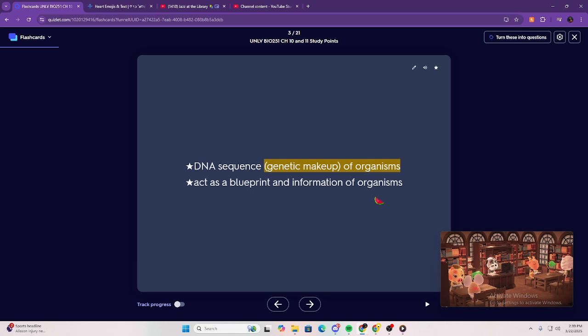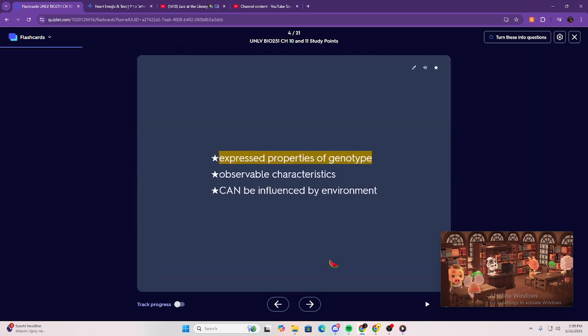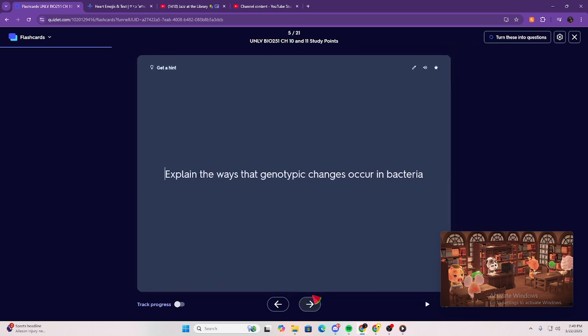Describe genotype. I think about genetic makeup, the same as the beginning of the word, genotype, genetic makeup. It's basically a blueprint and information of all organisms. Phenotype, I think about physical traits, properties of the genotype that are observable, like what it looks like, if it's round or if it's sticky, stuff like that. And it can be influenced by environment.